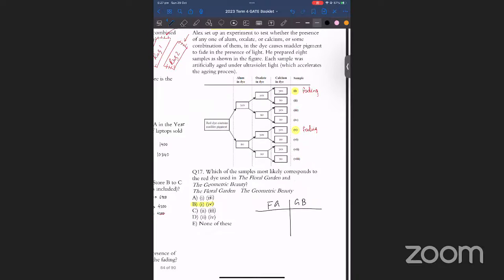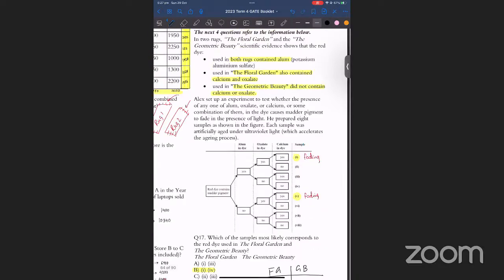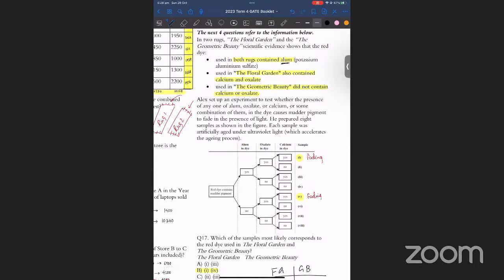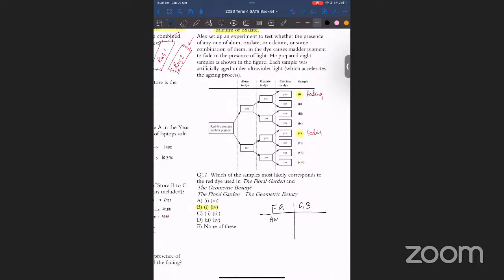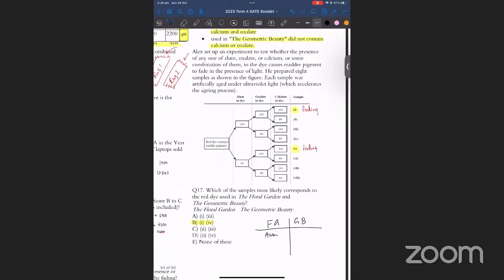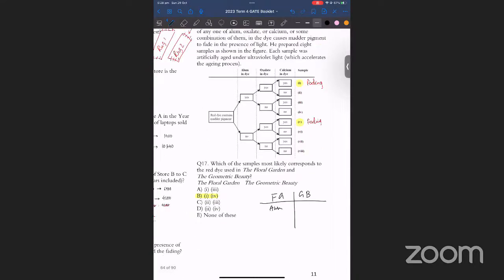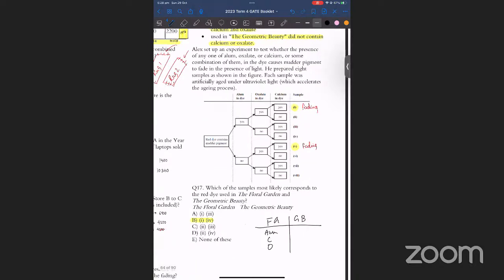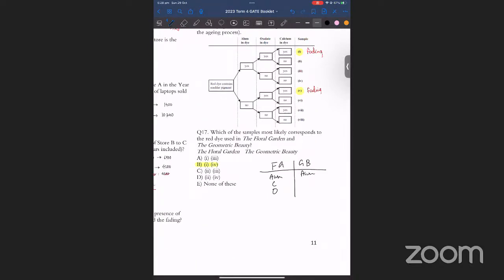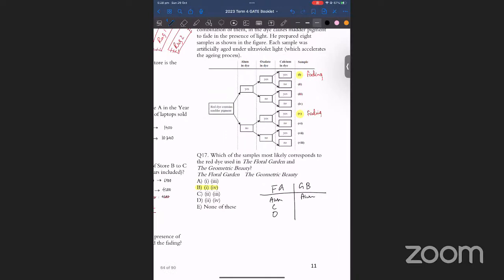So Floral Garden, what's in Floral Garden? Floral Garden has alum, as the question says. It has calcium and it has oxalate. Geometric Beauty does not contain calcium or oxalate, but it does contain alum. So Floral Garden, when we look at this chart, red dye contains madder pigment. Does it have alum? Yes. Does it have oxalate? Yes. Does it have calcium? Yes. So Floral Garden is I.